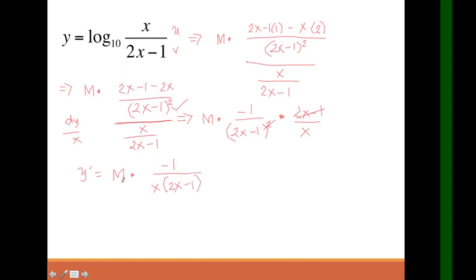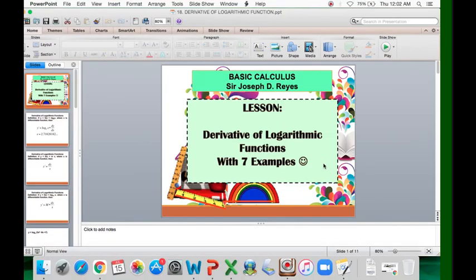Okay? So again, yung m, this is equivalent to logarithmic of base 10 e. Yun ang ibig sabihin ng m. M is equal to logarithmic of base 10 tapos e. Okay? So, that's all about for the derivative of logarithmic functions with 7 examples. So, I hope you learned something for today's lesson. Good day!